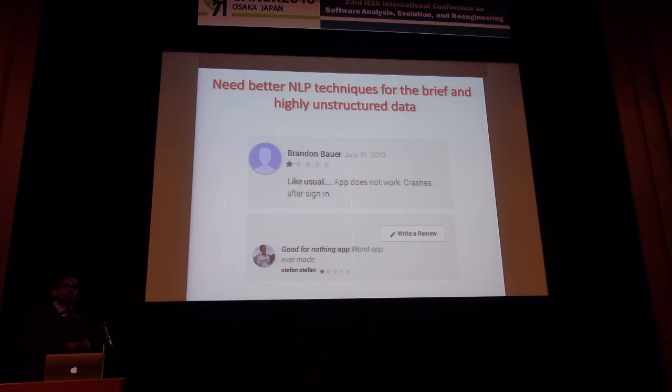Right? So obviously, NLP techniques or any automated technique is only as good as the data. You cannot actually mine anything from good for nothing app, worst app ever made, except that the app is bad. I mean, you cannot improve the app in any way from that data. Right? So how do you remove the noise from this? But use something just as small. The review above is just a sentence as well. How do you use that to kind of build the next set of requirements?